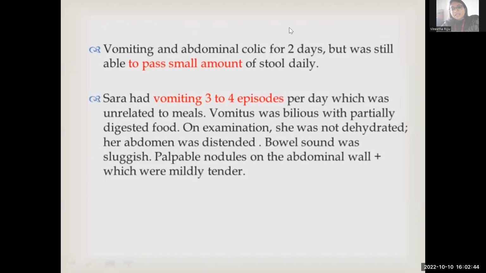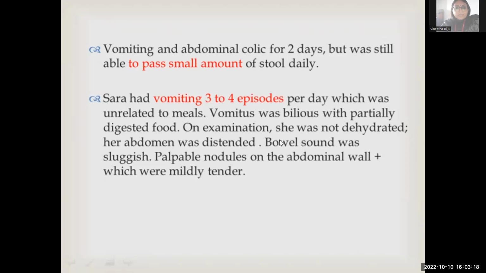So where do you think the obstruction is? Which part? Small intestine, large intestine? Yes, Mr. Sumit, everybody agrees, it is the small intestine. So did you actually need a CT, or an X-ray abdomen erect and supine, to understand that? No, isn't it? Just a careful understanding of the clinical symptoms and signs, you can pick up where exactly it is.